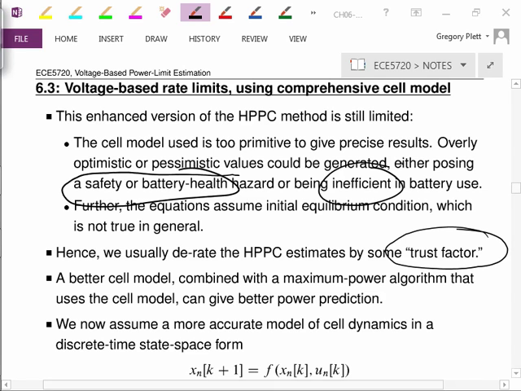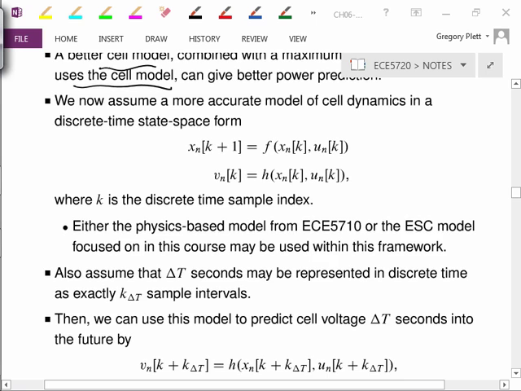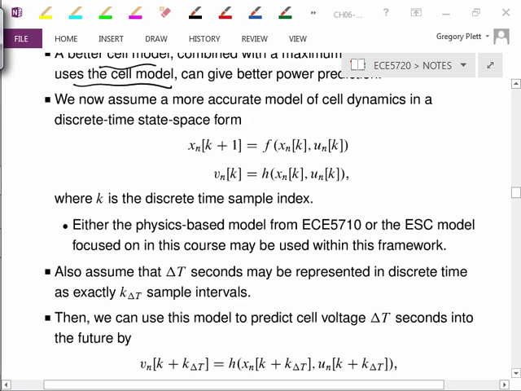If we had a better battery cell model, because the issue here is that the cell model is primitive, combined with a maximum power algorithm that uses the cell model and also uses knowledge of the present battery cell state, maybe using a Kalman filter from Chapter 3, for example, we could get better predictions of how much power is really available. We are going to assume here a more accurate model in a discrete time state space form that is very similar to what we've seen already.